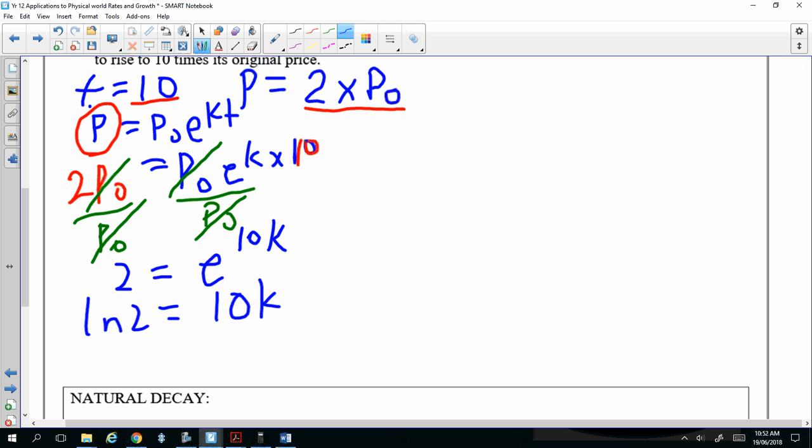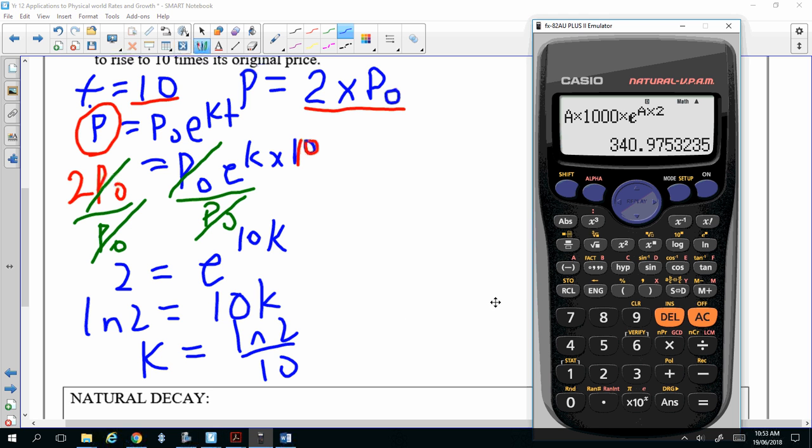Again, you have to store on a calculator. So you just do ln2, close bracket, divide by 10, and just press shift, store, RCL. Okay, so it stores it straight away, 0.069. So that's the k. That's it? Okay, good.